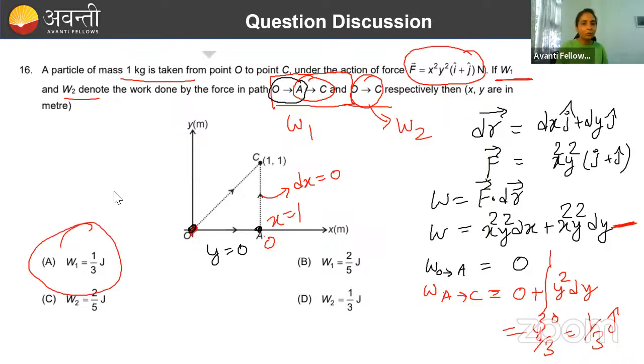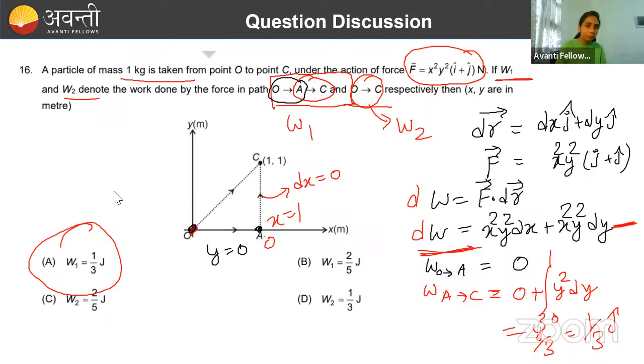Now let's calculate the work done when the particle is moving from O to C. If it is going from O to C, how will we use this work done equation? Let's write it as dW, which is better. So dW is small work done: x square y square dx plus x square y square dy. When you are going from O to C, x is also changing, y is also changing. So dx is non-zero, dy is non-zero.